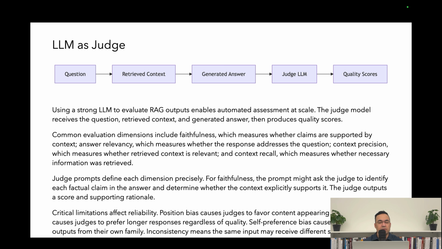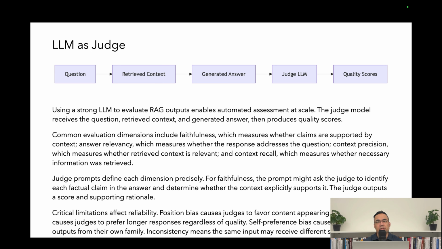Common evaluation dimensions include faithfulness, which measures whether the claims are supported by context; answer relevancy, which measures whether the response addresses the question; context precision, which measures whether the retrieved context is relevant; and context recall, which measures whether the necessary information was retrieved. Judge prompts define these dimensions precisely.